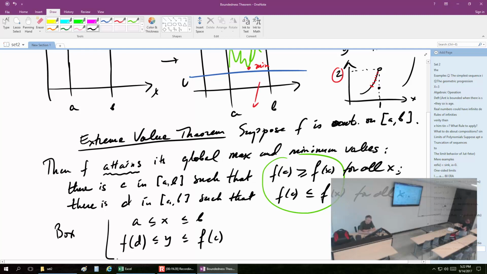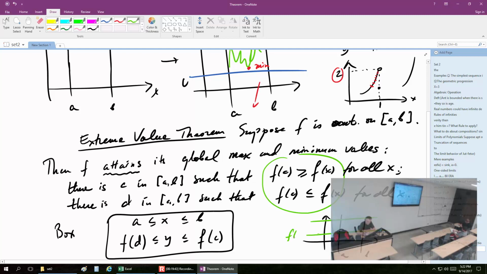Okay, so this is the box. All x's lie within the interval, and y's also lie within the interval like this. So once again, this is a, b, and then we have two more: f of d, the smallest, and f of c, the largest. My graph then lies somewhere inside.